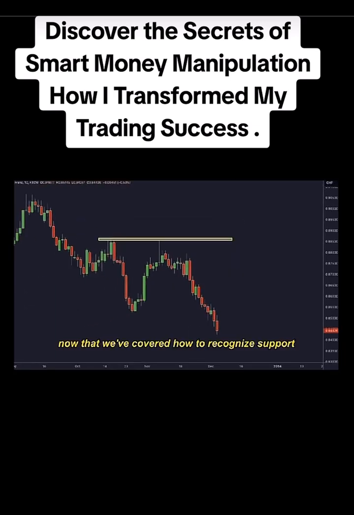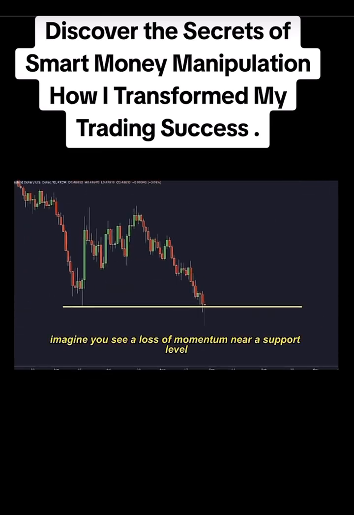Now that we've covered how to recognize support and resistance levels and identify key price action signals, let's talk about how to place your entry, set your stop loss, and determine your target. It's important to understand the process of identifying reversal signals and then confirming them before jumping into a trade. Let's dive into some practical entry and exit techniques when you spot a trading opportunity based on momentum loss near key levels. First, imagine you see a loss of momentum near a support level.